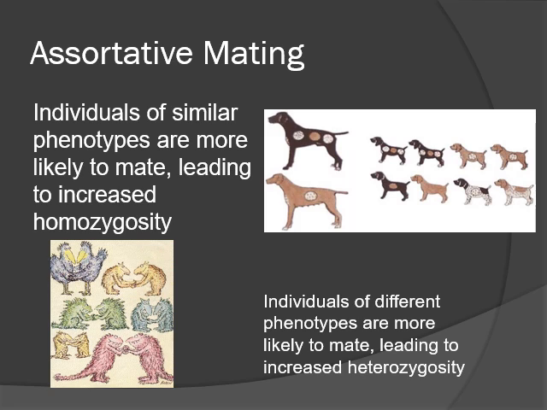A beagle plus a beagle equals a beagle. I don't know, a Great Dane plus a Great Dane equals a Great Dane. Chihuahua plus Chihuahua equals Chihuahua. Does that make sense? You'll have a lot of homozygosity, which means the alleles will be the same.